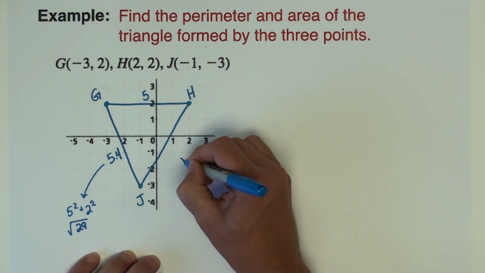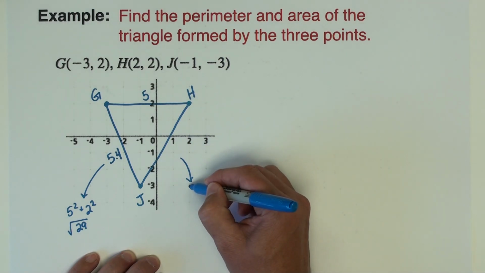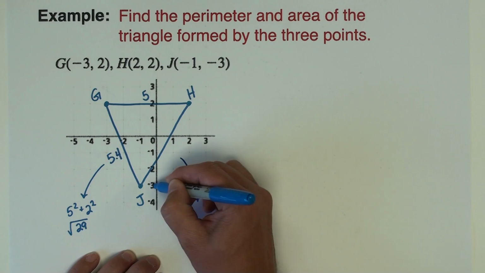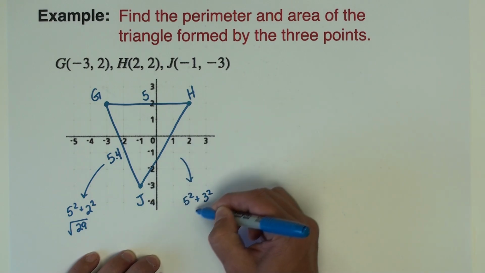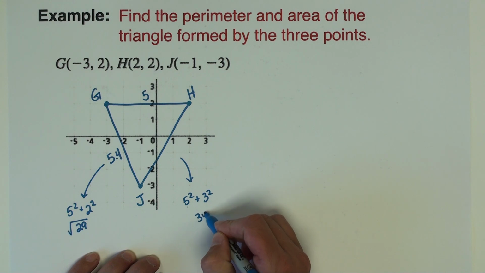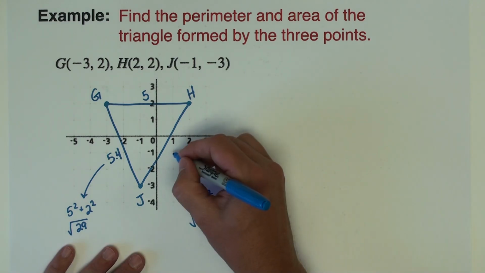And over here, for HJ, I'll do the same thing. From H to J, it's down 5, but it's over 1, 2, 3. So that's 25 and 9, so that's 34. I want the square root of that 34, which is about 5.8.